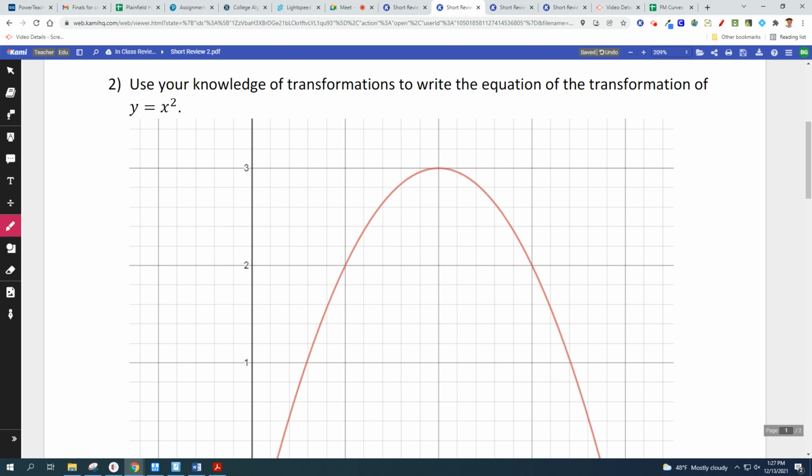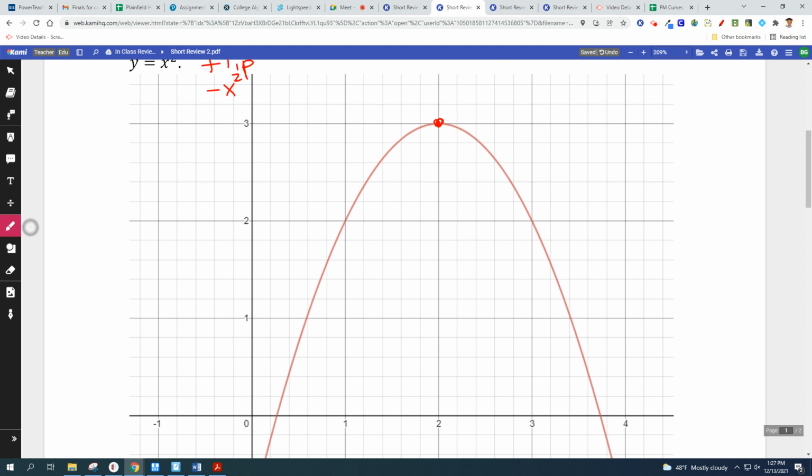Number 2, use your knowledge of transformations to write the equation of the transformation of y equals x squared. Well, we can see there's a flip, so that's going to make it a negative x squared, but let's see what else is going on. The vertex here is shifted over 2 and up 3. The vertex is at 2, 3. So my x squared is going to be x minus 2 squared with a negative in front of it and a plus 3.